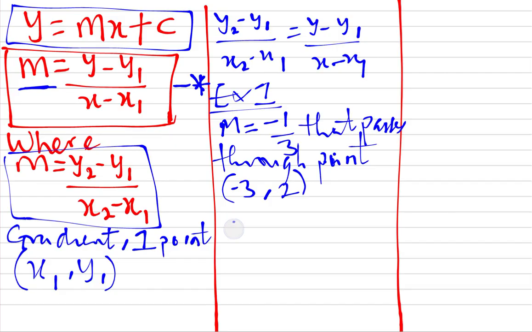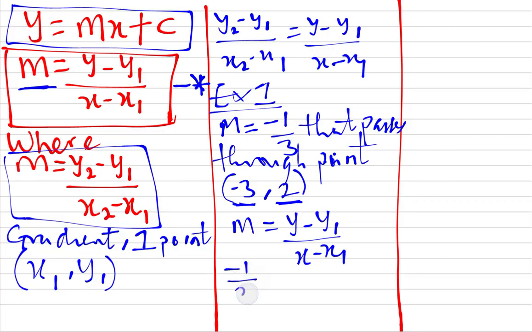So I will just use m equals y minus y1 over x minus x1. So here, what's your y1? This is your y1. And what's your x1? This is your x1. So that means it will now become, what's our m? Minus 1 over 3. So we have minus 1 over 3 equals y minus our y1, which is 2, over x minus, what is our x1 now? Minus 3. Are you seeing that?